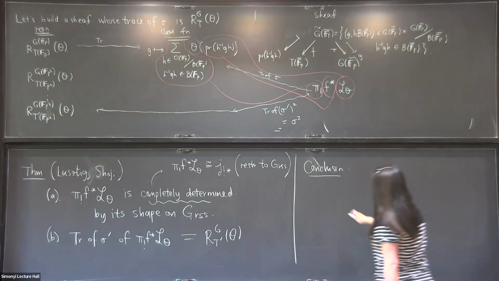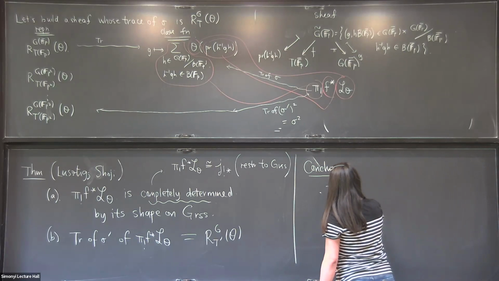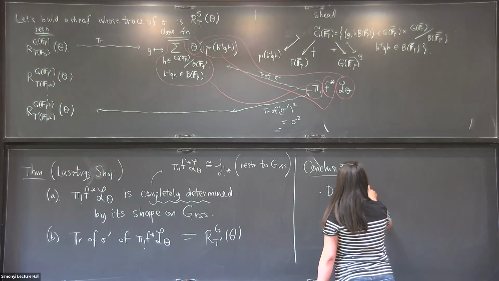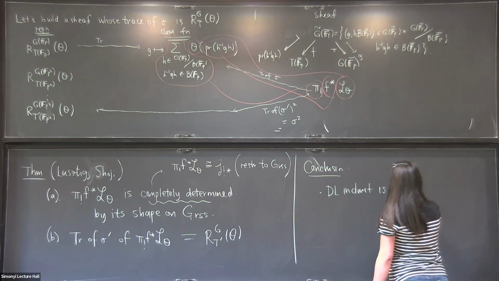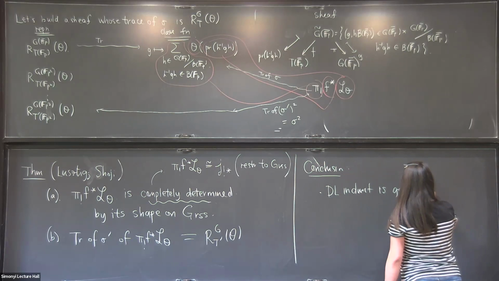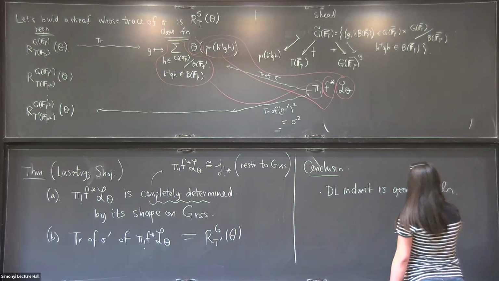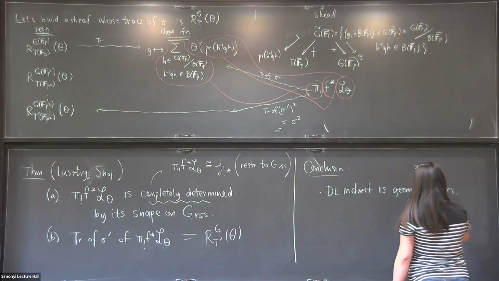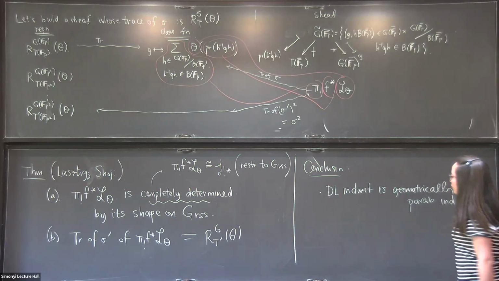So I'll say Deligne-Lusztig induction is geometrically parabolic induction. So that's the first thing.